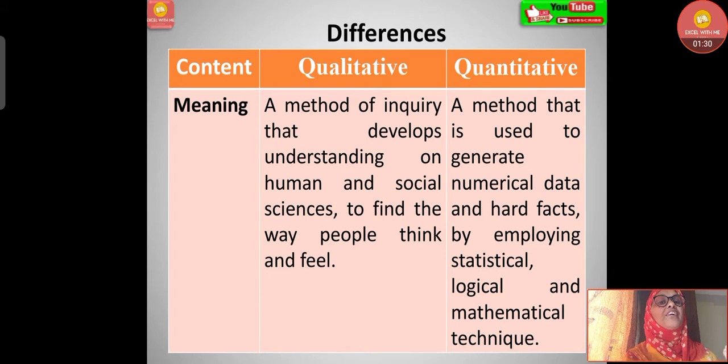Then what is quantitative? A method that is used to generate numerical data and hard facts by employing statistical, logical and mathematical techniques. So here numericals are very important. In quantitative research, numerical data is collected and then statistical, logical and mathematical techniques are applied. So qualitative develops understanding about social sciences, and here numerical data and hard facts are collected for the research.